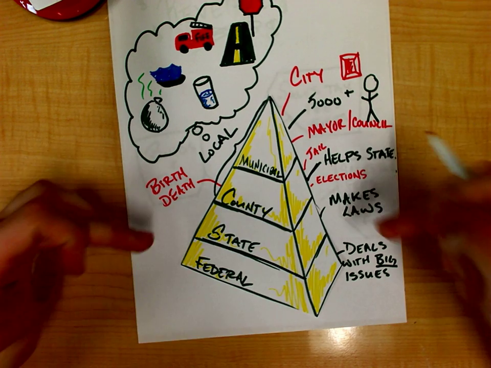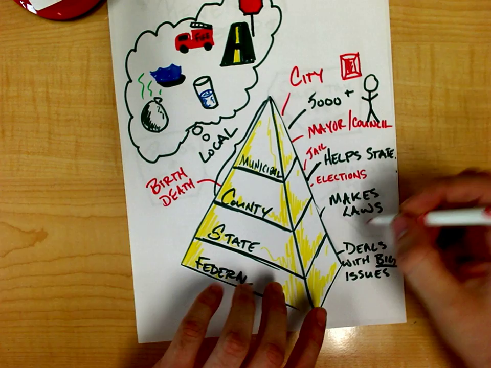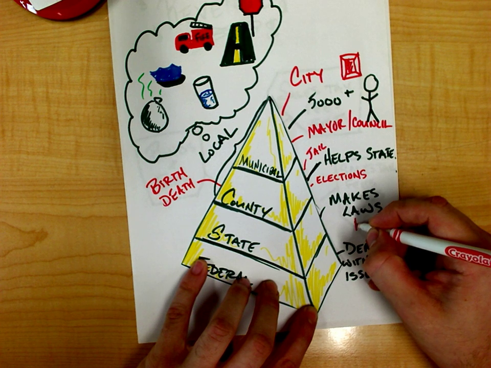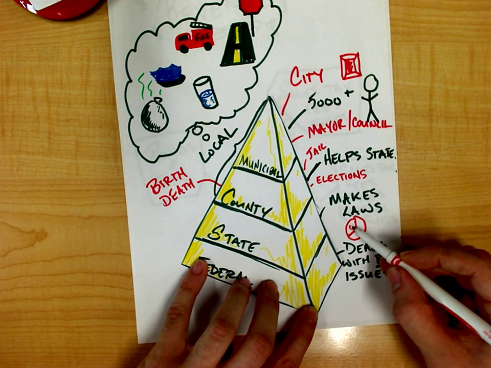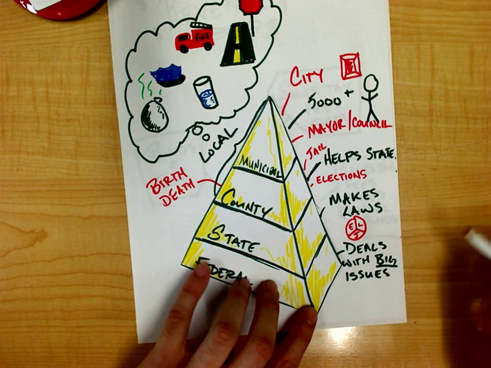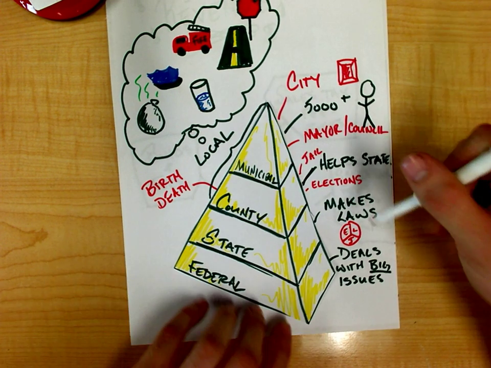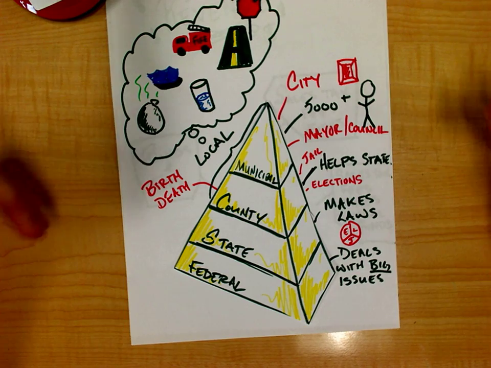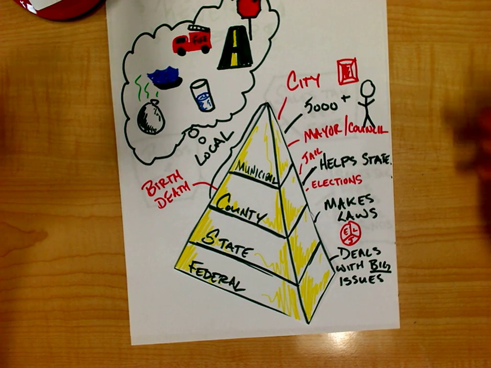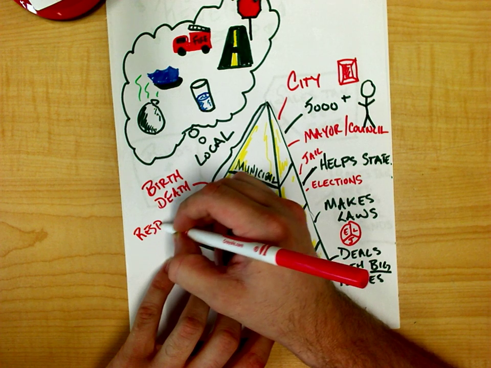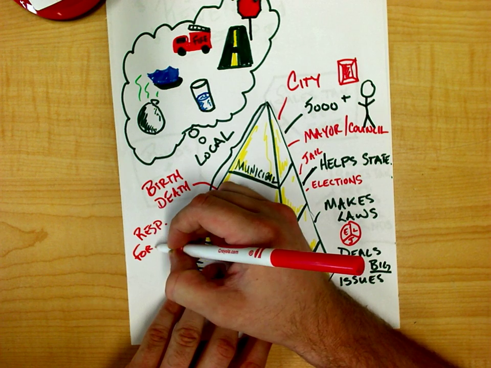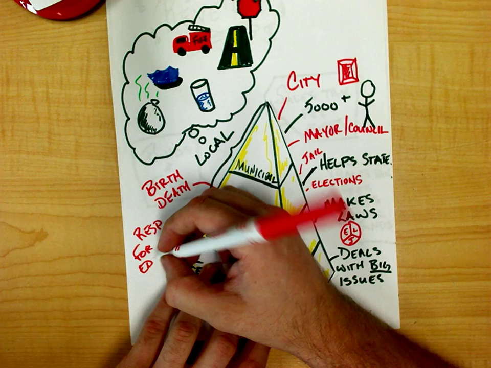After that, you have the state government. They're the ones who make the laws. So they've got those three branches of government: the executive, the legislative, and the judicial. They're the ones who make the laws, and the governor is the one who backs them up. The state government is also responsible for education. And that's something we'll talk about a little bit later.